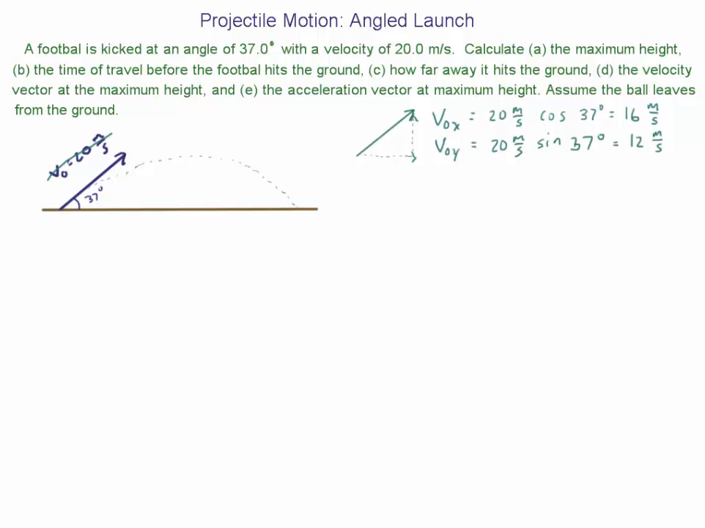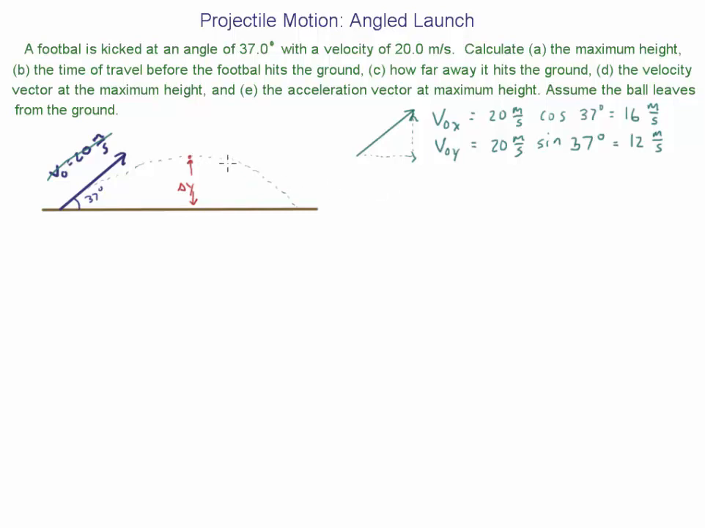So now that we found that, let's look at what we're trying to find first, the maximum height. So we want to know delta y when it's right there at the top. The height is the vertical displacement. We start at the bottom and we want to be up here. Now, this actually isn't very hard. This is just like when we threw a ball up in the air.